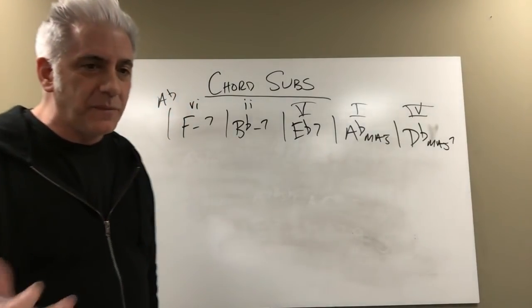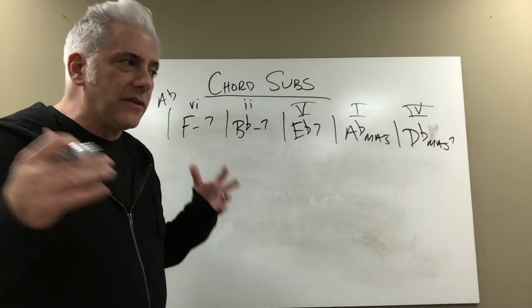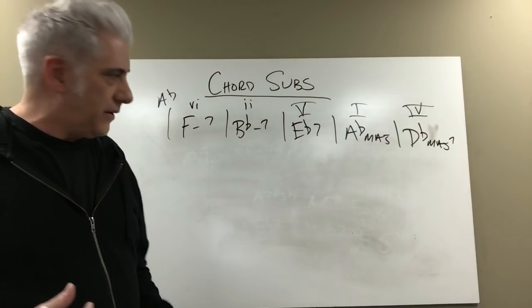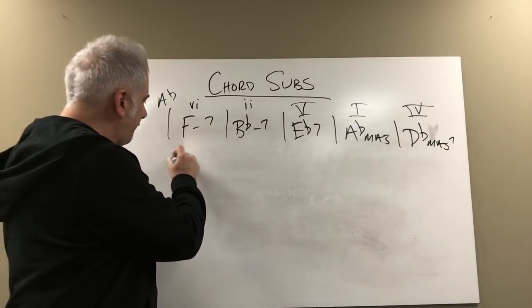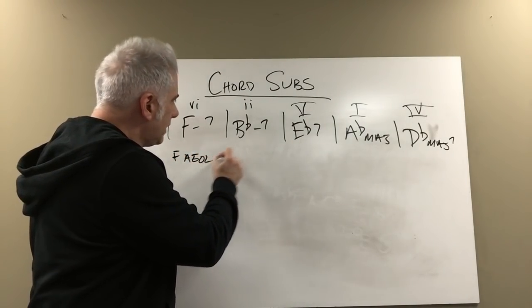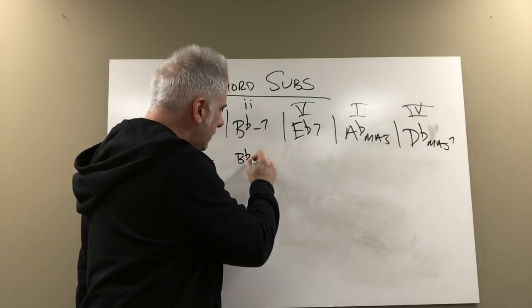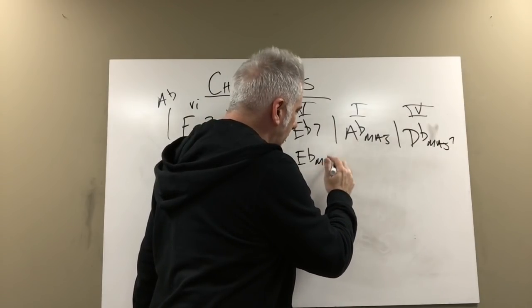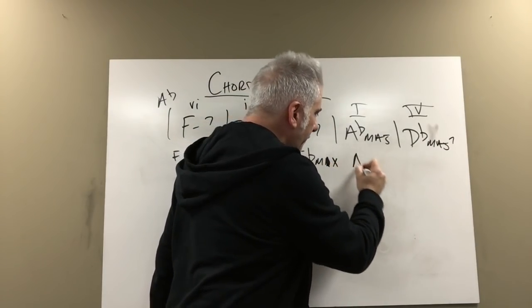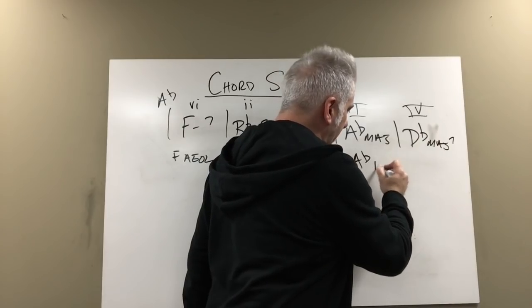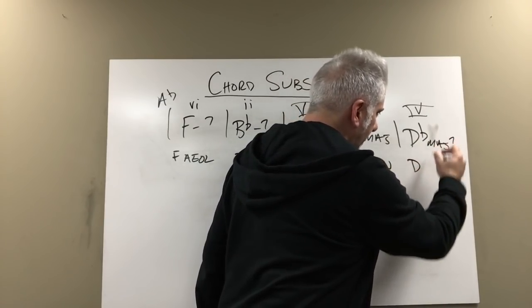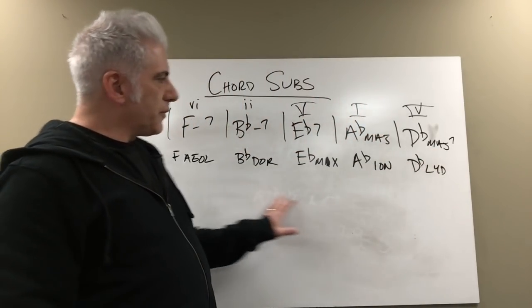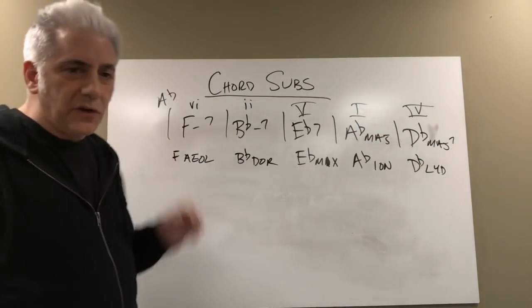Modal interchange is where you take the mode that would typically be associated with the chord and change it. So here are the modes: F Aeolian, B flat Dorian, E flat Mixolydian, A flat Ionian, D flat Lydian. Those are the modes that go with those chords.